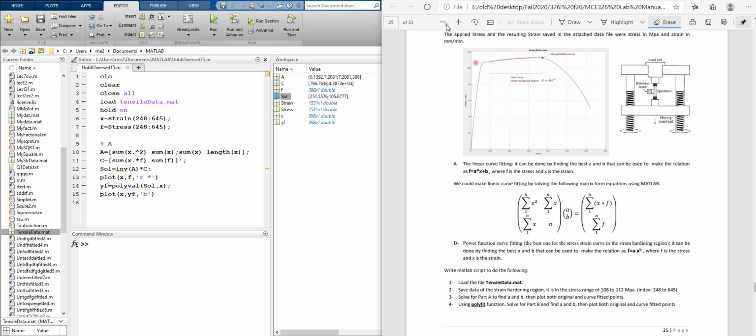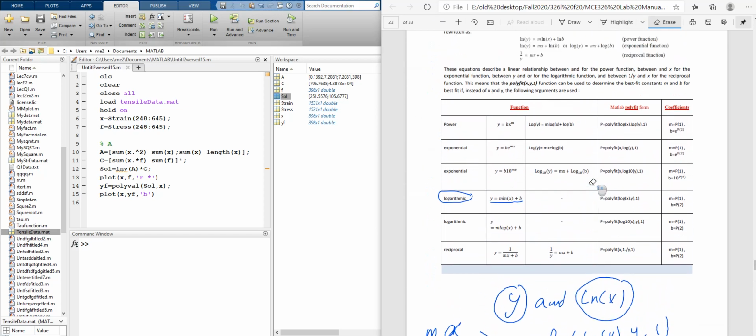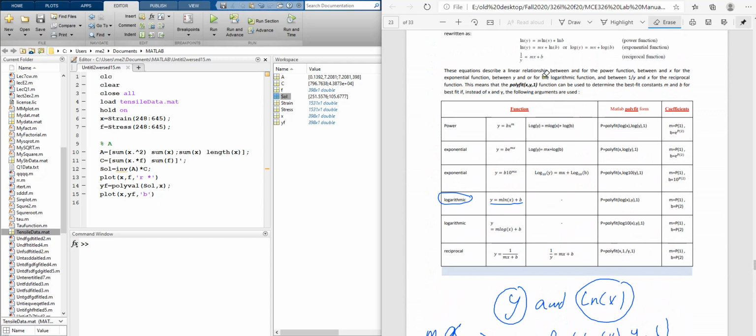Now, just to remind you, what is the power function? Let me go back to this table here. This is the power function. Power function means the relation between y and x like this: y equals b x to the power m. Let me talk a little bit about this relation.